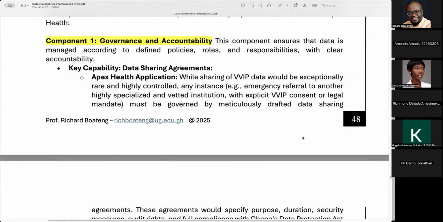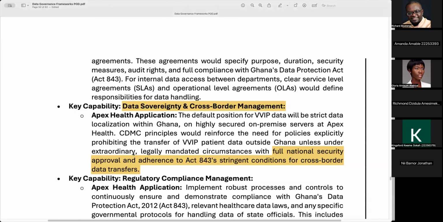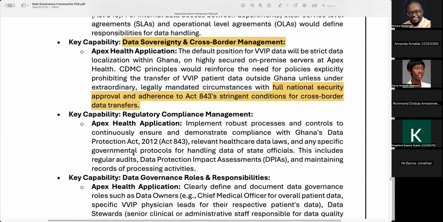So let's look at how its specific components and capabilities would apply to Apex Health's situation, starting with governance and accountability. Under this component, CDMC guides establishing rigorous data sharing agreements. For Apex Health, this means meticulously drafted agreements specifying the exact limited purpose, required security controls, audit rights, and explicit Act 843 compliance requirements for the extremely rare instances where VVIP data might need to be shared, even internally between departments or with highly vetted external specialists. Data sovereignty and cross-border management capabilities are critical, enforcing strict policies that mandate data localization within Ghana for all VVIP data, prohibiting any transfer outside the country unless absolutely legally mandated, approved based on formal national security considerations, and fully compliant with Act 843 provisions on cross-border transfers.